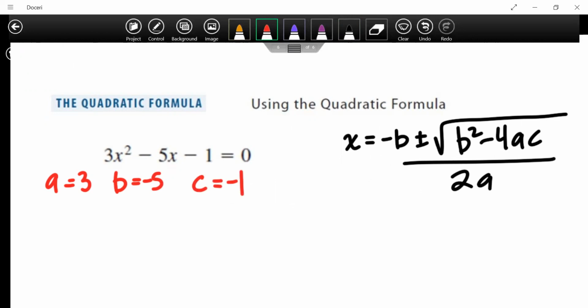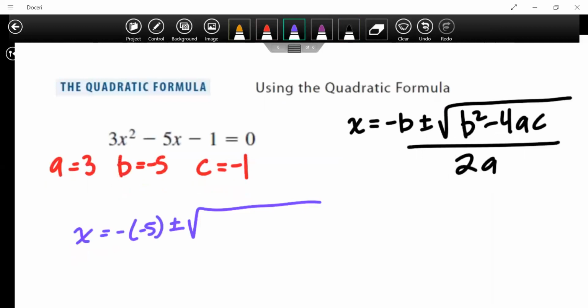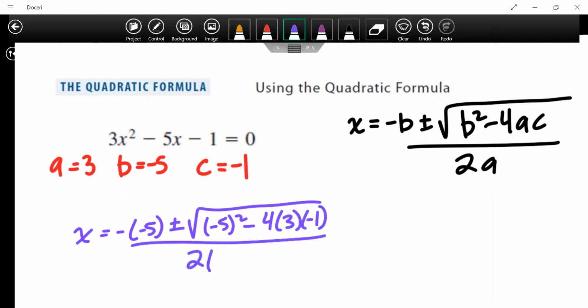What we're going to go ahead and do is plug it in. So I'm going to get X is equal to negative B, so negative 5, plus or minus the square root of B squared, which is negative 5 squared. I would put parentheses around your terms, your integers, to help you out. Minus 4AC, all over 2A.